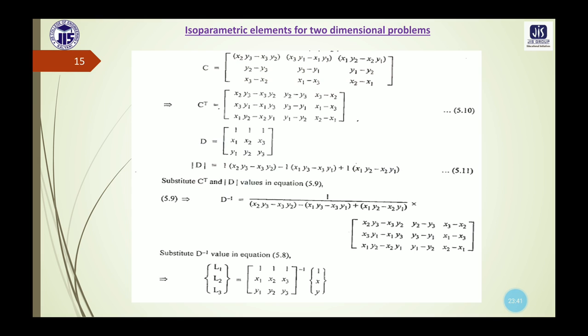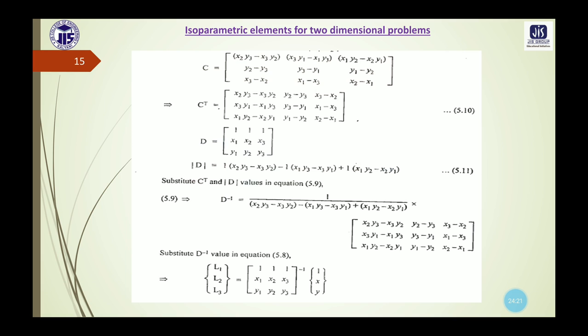Now in case of equation 5.10, it is actually C transpose, which is given here, and the determinant of that matrix D is also calculated in equation number 5.11. So that means the D inverse can finally be represented here. From equation number 5.9 we can write the value of the D inverse, which is C transpose divided by the determinant of that D matrix.